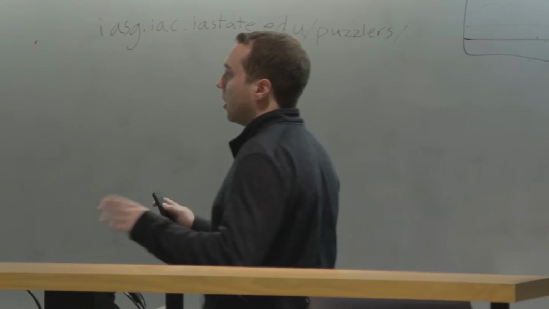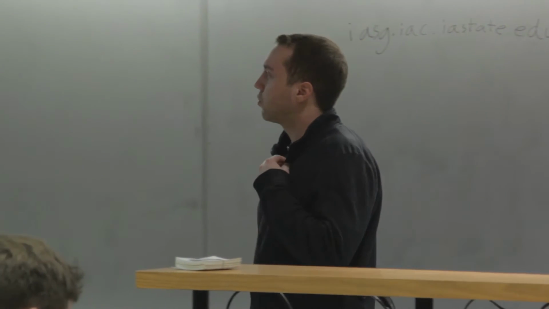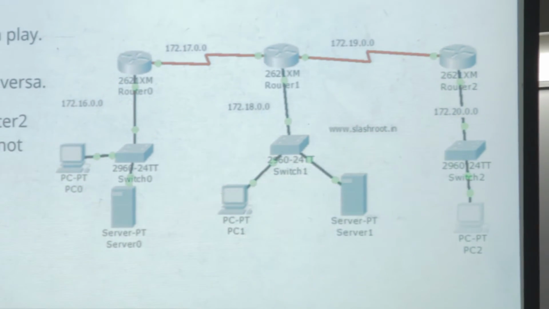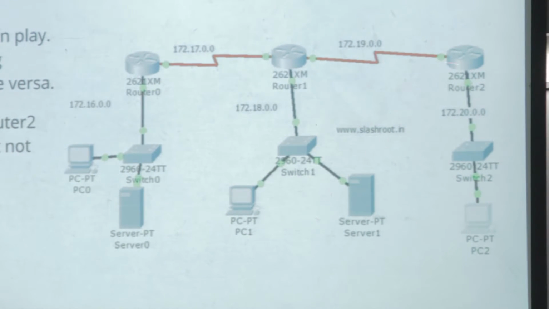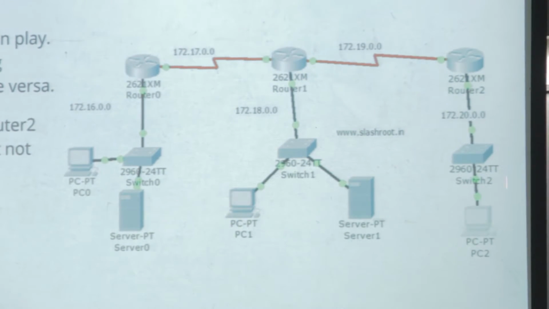So given that limited information on routing, can anyone tell me what is wrong with this picture if we say that router 2 can ping router 1, router 1 can ping router 2, PC2 can ping router 2, and it can ping router 1, but PC2 cannot ping PC1. What is wrong with this situation? And what can we do to fix it? Any ideas at all?